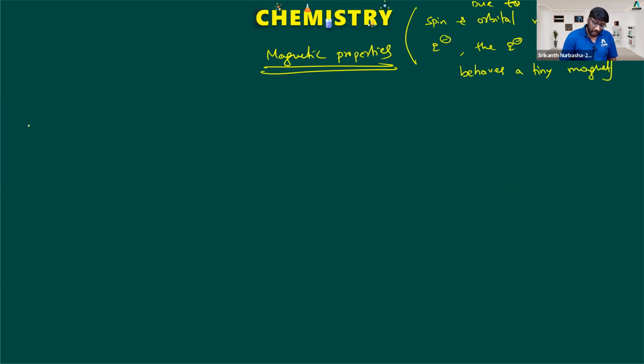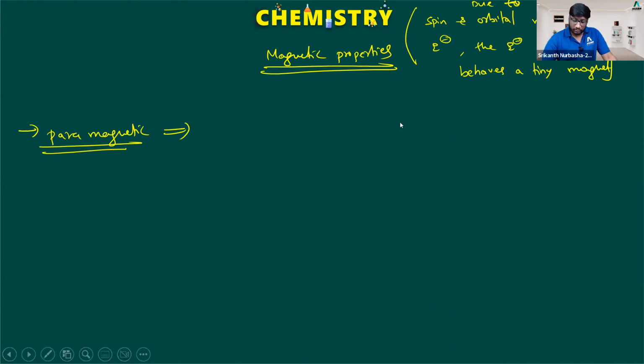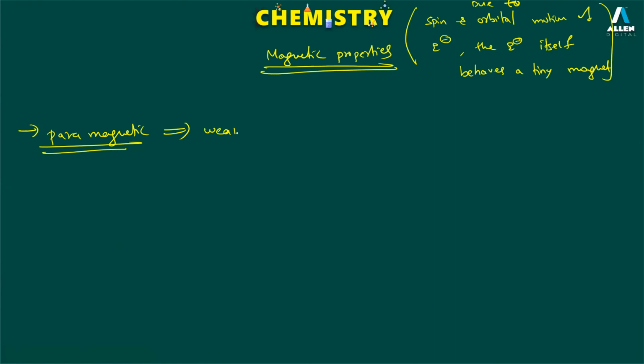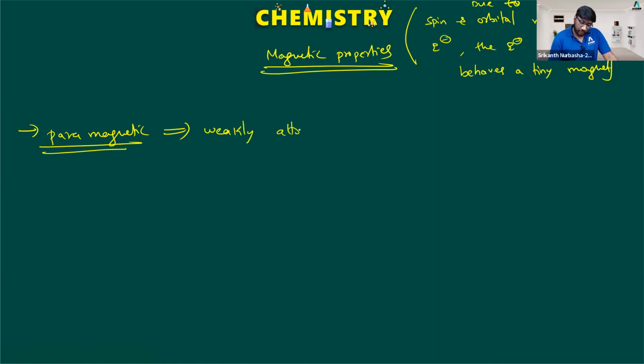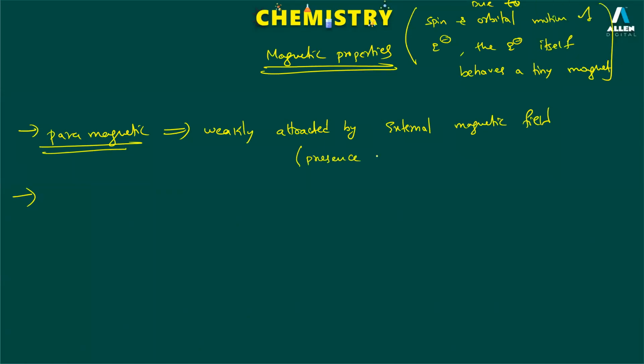So if you have a paramagnetic substance, paramagnetic means weakly attracted or weakly repelled? Weakly attracted by an external magnetic field. The paramagnetic substances are weakly attracted by an external magnetic field, which is due to the presence of unpaired electrons, or the absence of unpaired electrons? Presence of unpaired electrons.